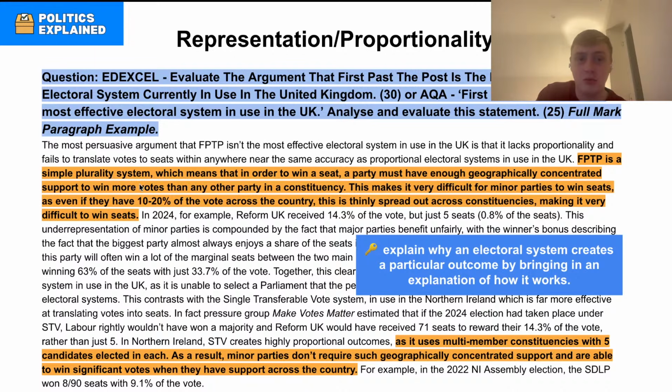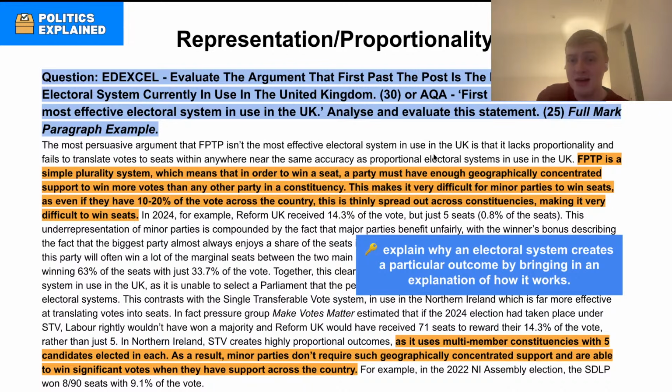It's because it's a simple plurality system, which means that in order to win a seat, a party must have enough geographically concentrated support to win more votes than any other party in a constituency. This makes it very difficult for minor parties to win seats, as even if they have 10 to 20% of the vote across the country, this is thinly spread across constituencies, making it very difficult to win seats.